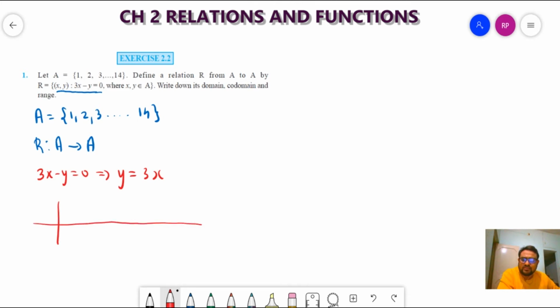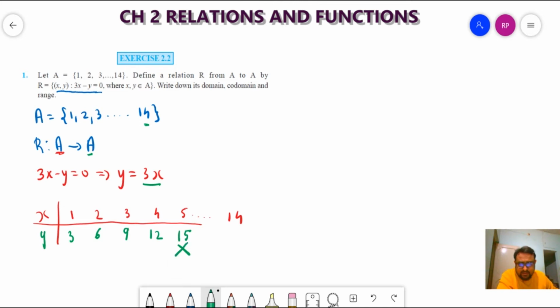So see, let's take the value of x. Which value can I take? From A, from domain A. Remember, the first element will be from domain and second from the codomain. So here value of x can be 1, 2, 3, 4, 5 up to 14, right? And value of y, what is y? 3x. So 3 into 1 is 3, 3 twos are 6, 3 threes are 9, 4 threes are 12, 5 threes are 15. But 15, this is codomain A. Are we having 15 in A? No, so I cannot take this value. I will move forward, it will be greater than that. Clear?